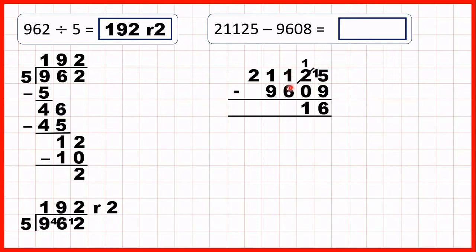We can't do 1 minus 6, so we go to the left, 1 less, 1 in front. 11 minus 6 is 5. Now 0 minus 9 we can't do, so we go to the left, 1 less, 1 in front. 10 minus 9 is 1, and 1 minus nothing is 1. So our answer is 11,516.